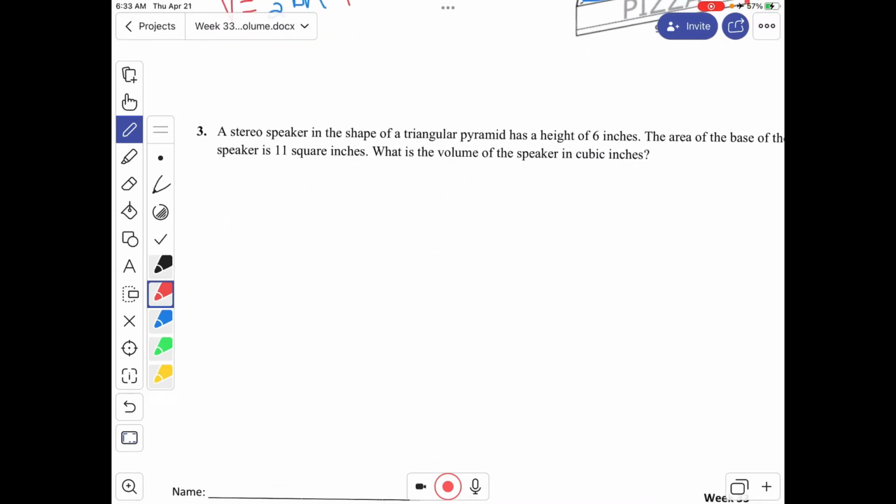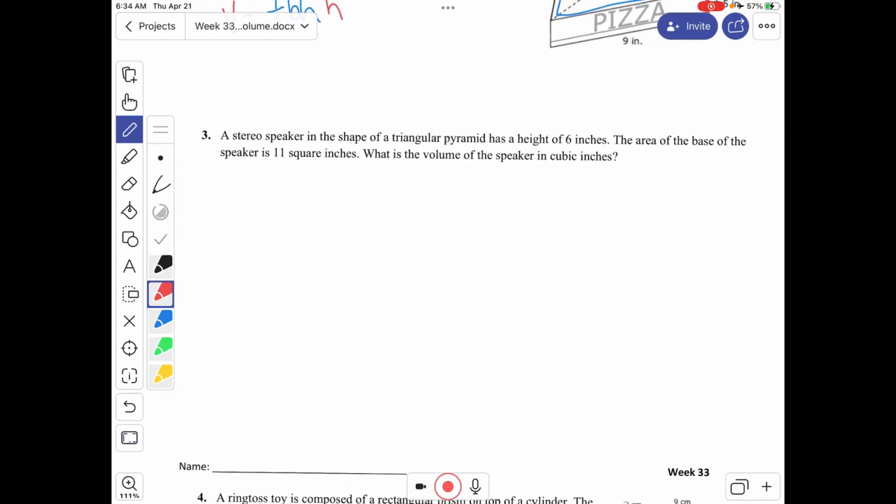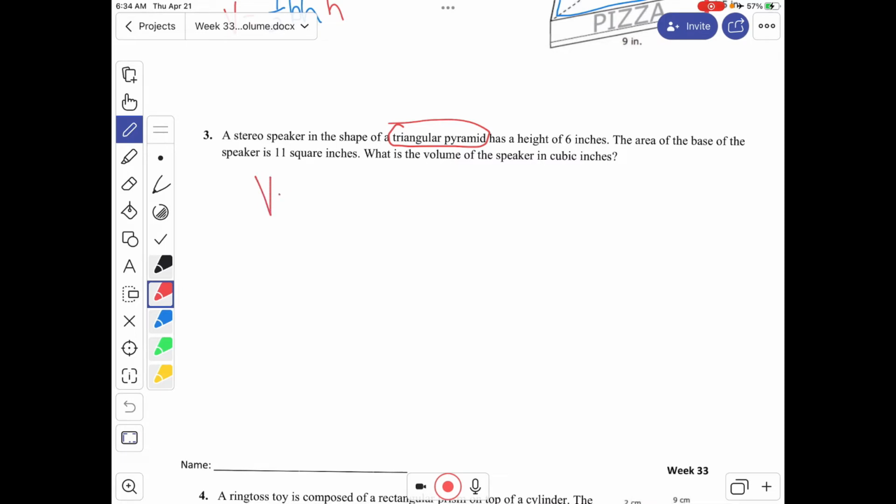Number 3, a stereo speaker in the shape of a triangular pyramid has a height of 6 inches. The area of the base of the speaker is 11 square inches. What is the volume of the speaker in cubic inches? Well, it's talking about volume of a triangular pyramid.